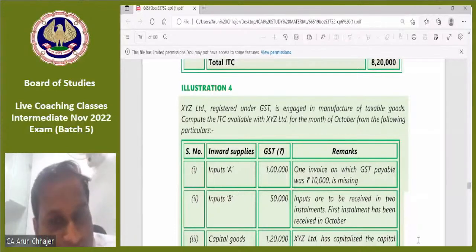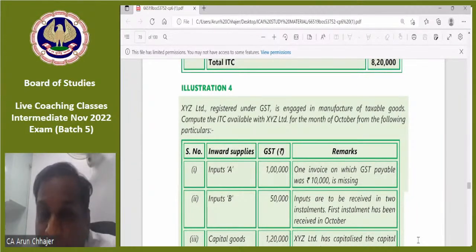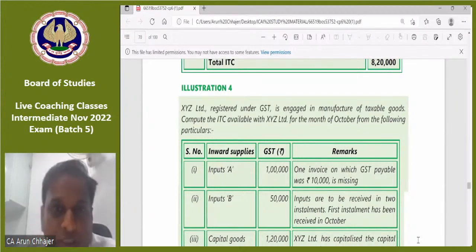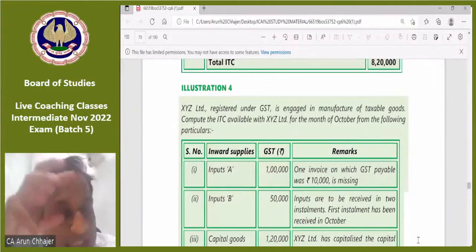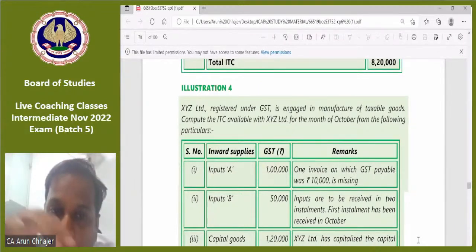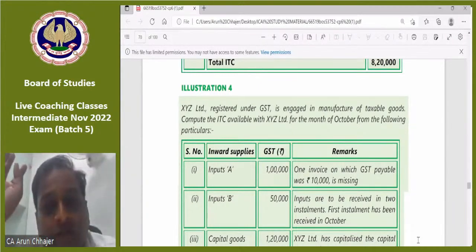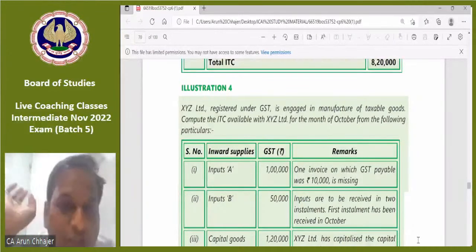Input A, GST is 1 lakh. One invoice on which GST payable was missing. So let me complete the question, then we'll start one by one. So it has the inward supply input A, total 1 lakh, but one invoice was missing on which GST was 10,000.